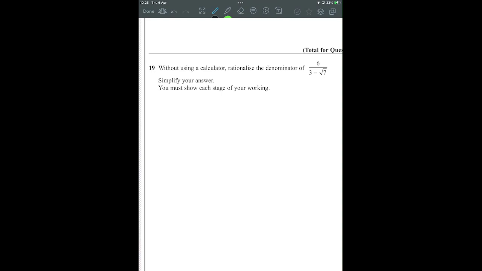Without using a calculator, rationalize. Now you can cheat little bits. You can do little parts of the calculation with your calculator. However, you need to convince the examiner 100% that you are able to have done it without, so you can't skip any unreasonable steps.